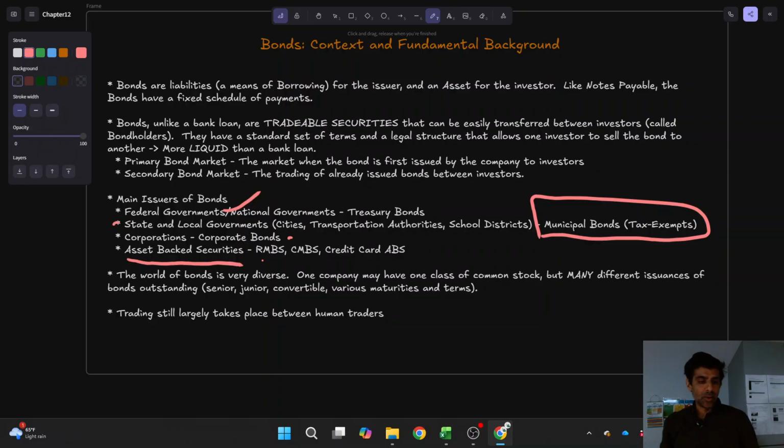So residential mortgages get financed like that. Commercial mortgages get financed like that. Credit card: your credit card company can also issue bonds.